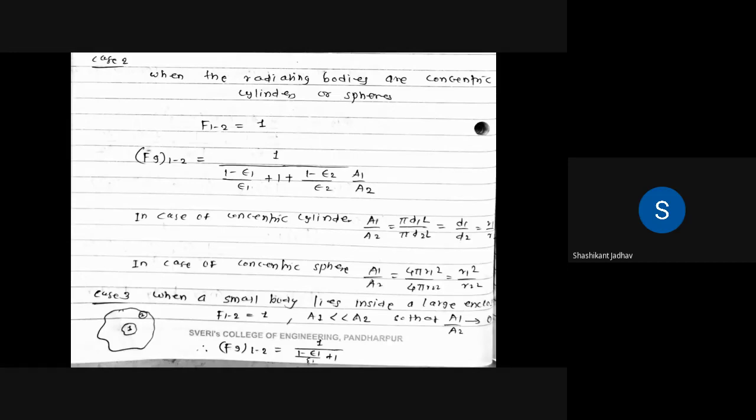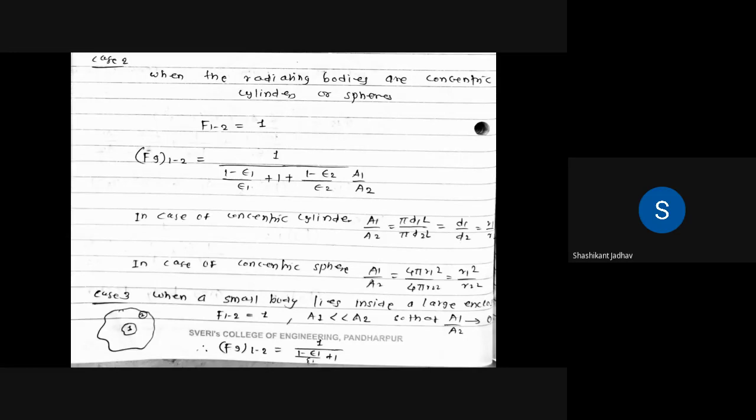So mainly, एकदा equation मध्ये तुम्हाला जर या cases दिलेल्या असतील, then according to cases we have to change that particular equation, and according to the change we have to use that equation and find out the rate of heat transfer. So these are the 3 cases: infinite parallel planes, concentric cylinders, and when a small body lies inside a large enclosure. So that is the case number 3.